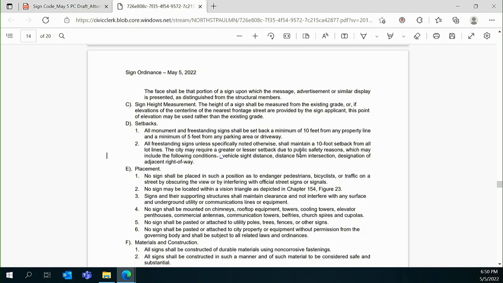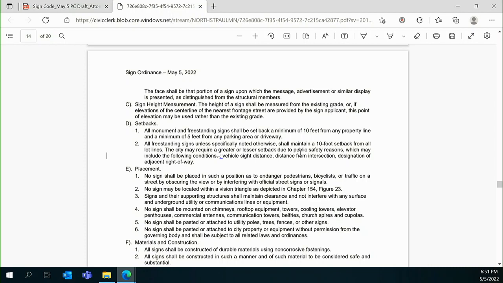Because the first bullet says that. So what we should have is a point that says all freestanding signs shall be set back a minimum of 10 feet from the property line, blah, blah, blah. And then skip that first line of number 2 and keep the city part. All you need is number 2. Oh, okay, so delete number 1. Correct, you don't need number 1.